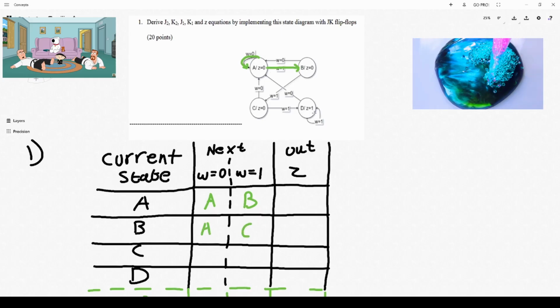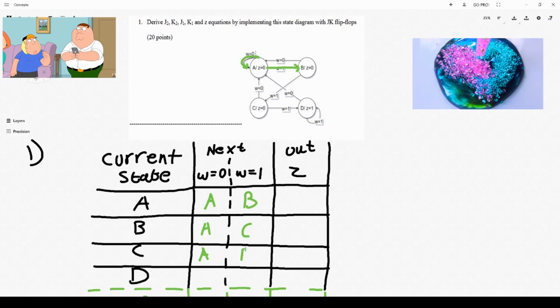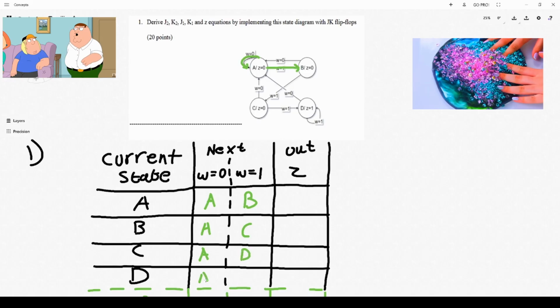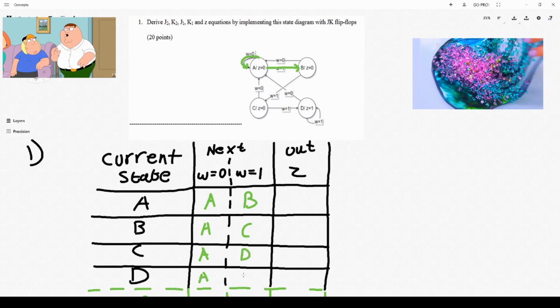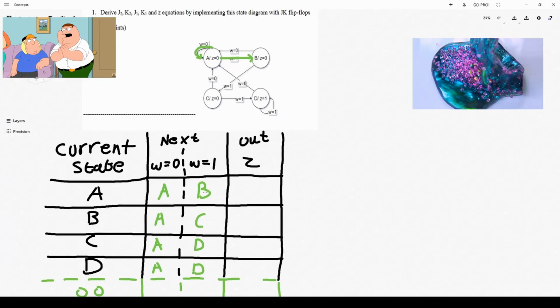Here we see at state C, same exact thing. W equals 0 goes back to A. And then W equals 1 goes to D. At state D, W equals 0 goes back to A. And then when W equals 1, it goes back to D. So that's our state table there.